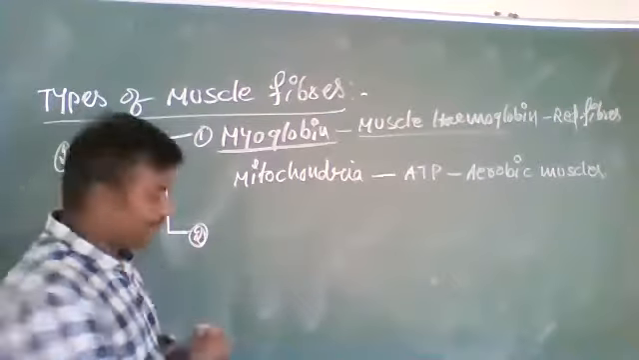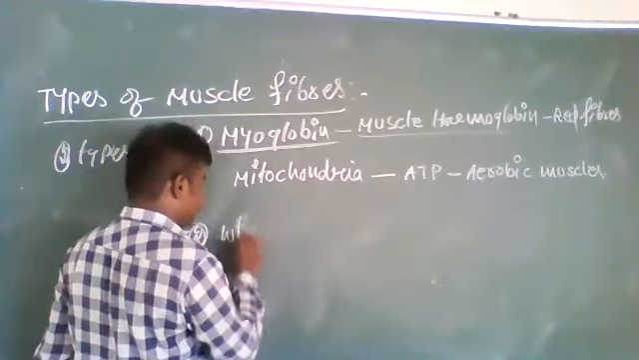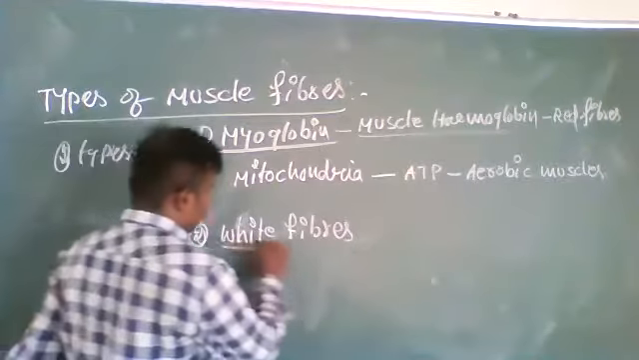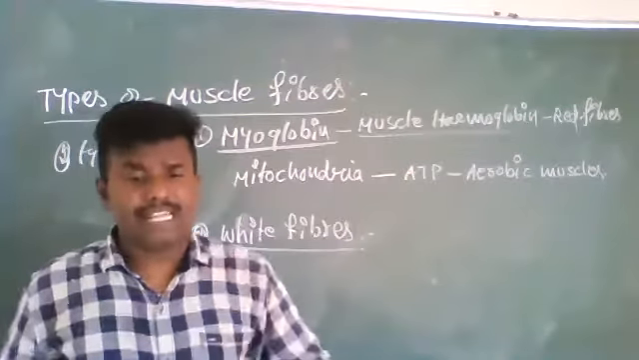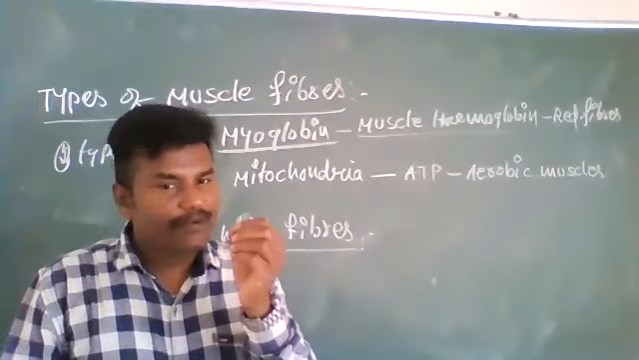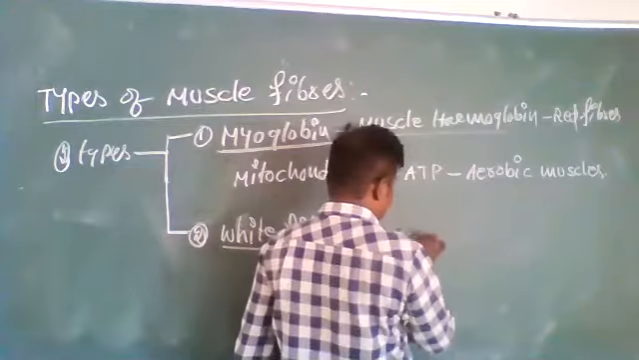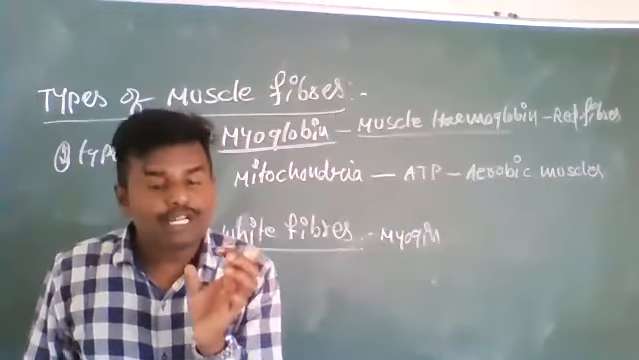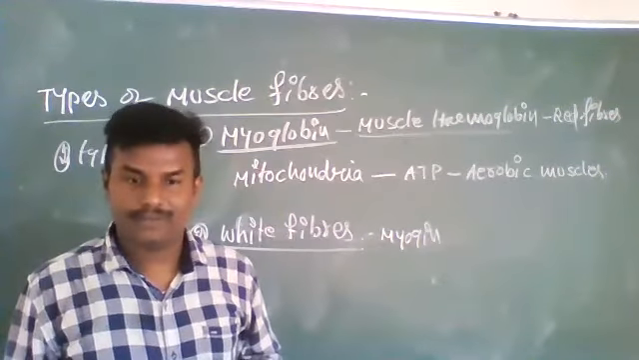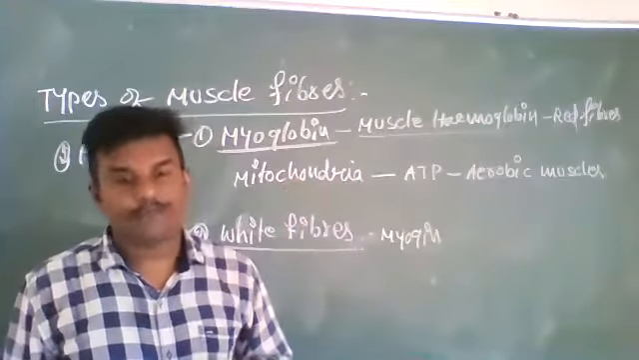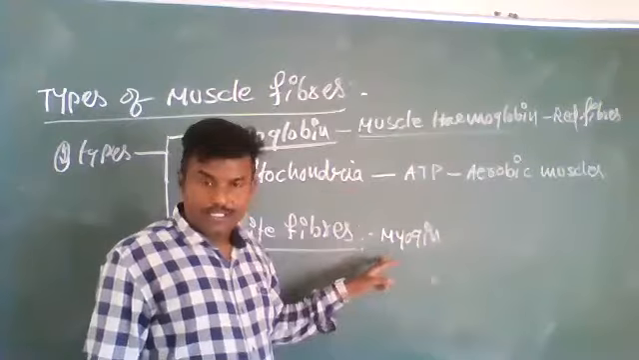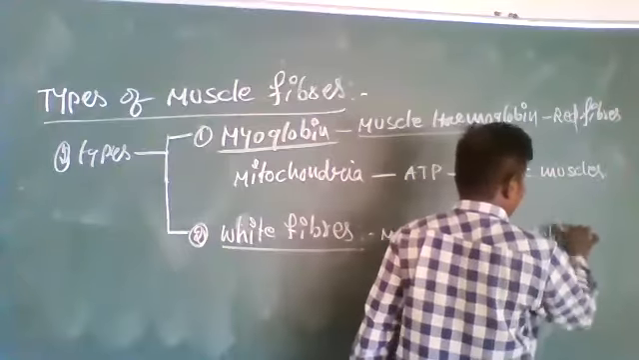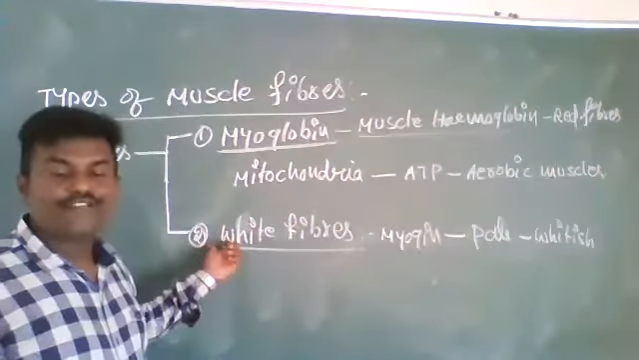The second type of muscles are called white fibers. In our body, some of the muscles possess very little myoglobin. Less myoglobin means what? Less oxygen storage pigment. So due to the lesser amount of myoglobin, those muscles seem to be pale or white. Therefore, these muscles are called white fibers.